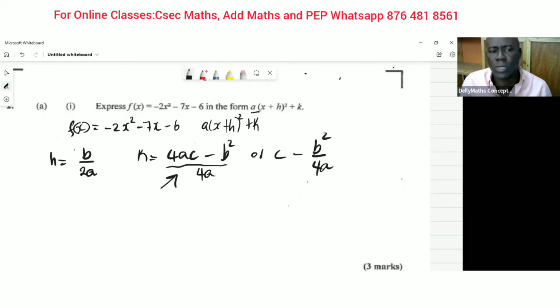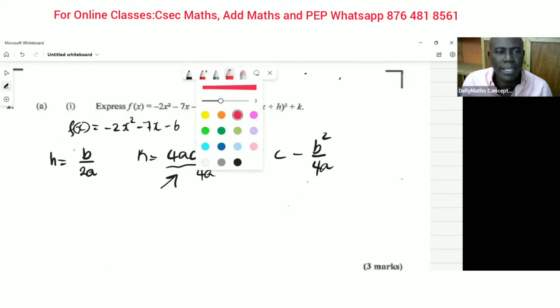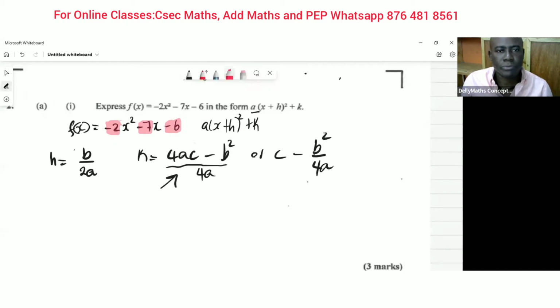So we're going to list what is a, what is b, what is c. Let me quickly highlight some things that we know from previous classes. Definitely we know a is the coefficient of the square of x, that's going to be my a, that's going to be my b, and this is definitely going to be my c. Let's write them down quickly: a is equal to negative 2, b is equal to negative 7, and c is equal to negative 6.